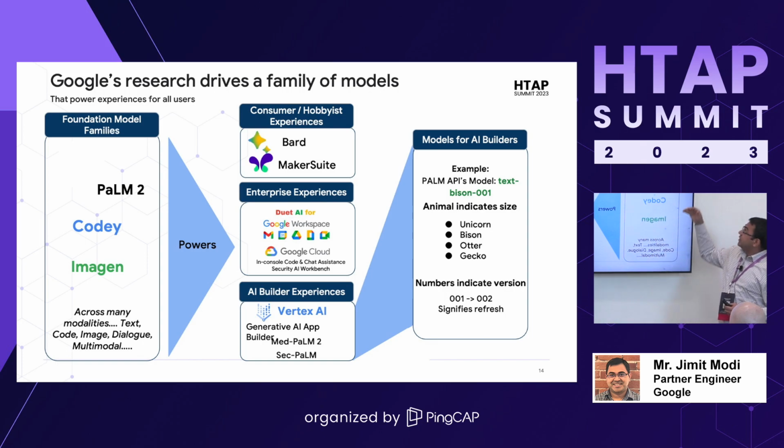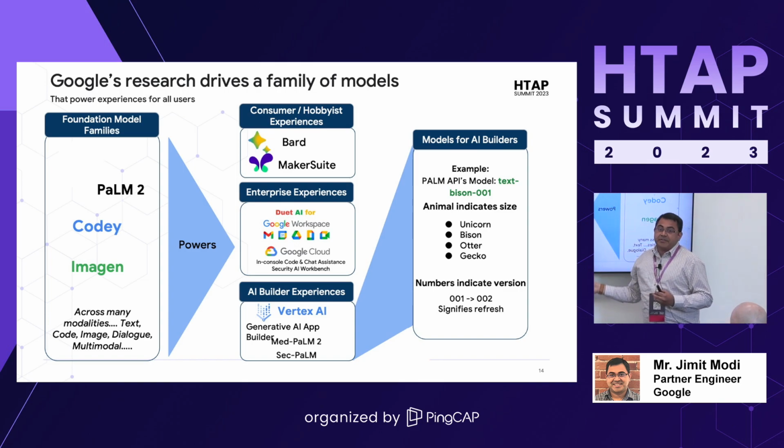Right, so on this slide, you can see all the different models which Google has to offer today. These models keep on evolving. Like PaLM 2 is the latest model which we have. There's Codey for code generation. There is Imagen for image generation, as I spoke about. And all of those different models which we have, they offer those experiences in different places, right?